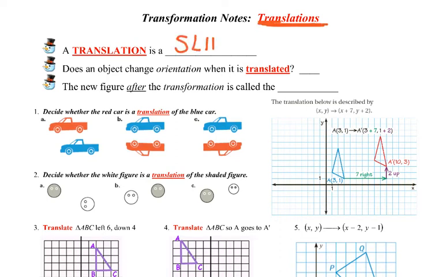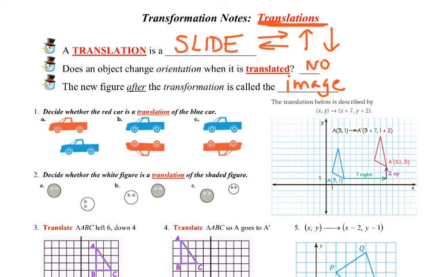All it means is we're going to take the shape and we're going to slide it. We're either going to slide it right or left or up or down, or maybe some combination, right and down, or left and up. We're going to slide the shape. It does not change orientation when we slide it. And after we transform the shape, it's called the image. So we kind of have a new shape called the image.